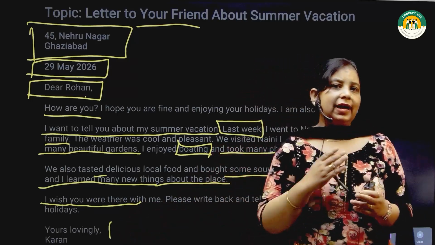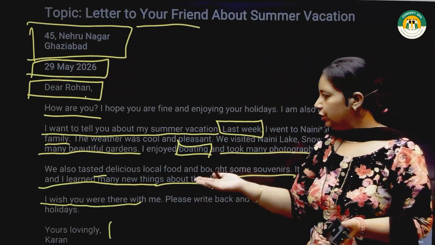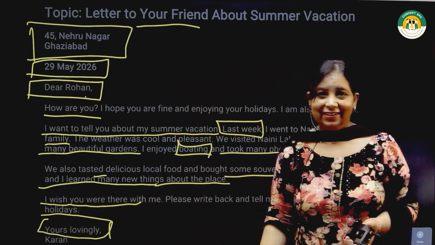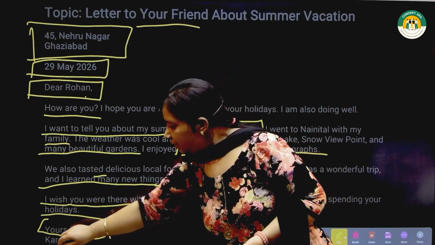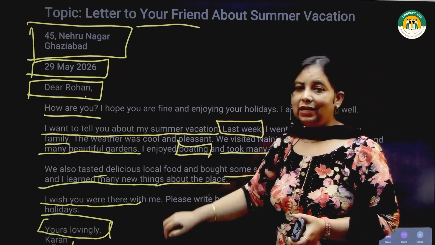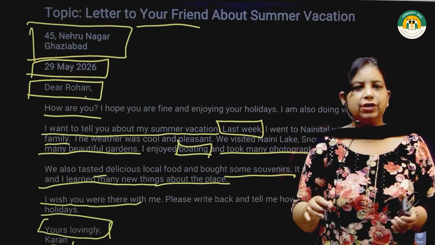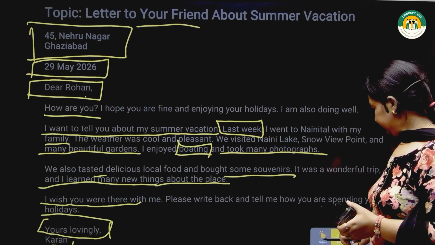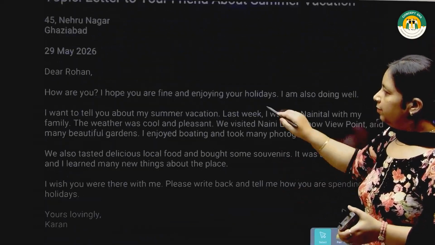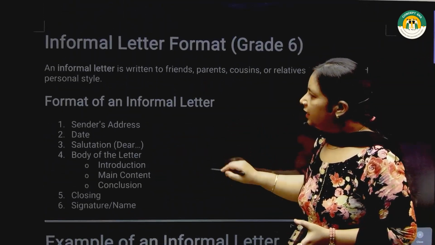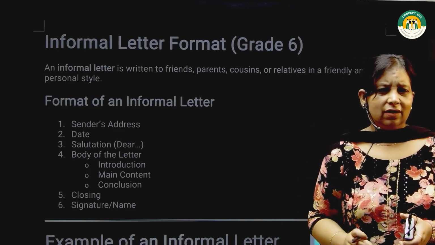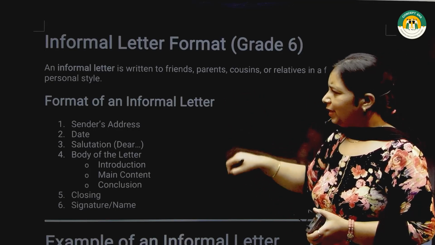At last, because you are writing a letter to your friend, you should end it, for example, "Yours lovingly", and then mention the name. Clear? These are some important points to keep in your mind. But the main thing is that you have to learn and revise the format. That's all.